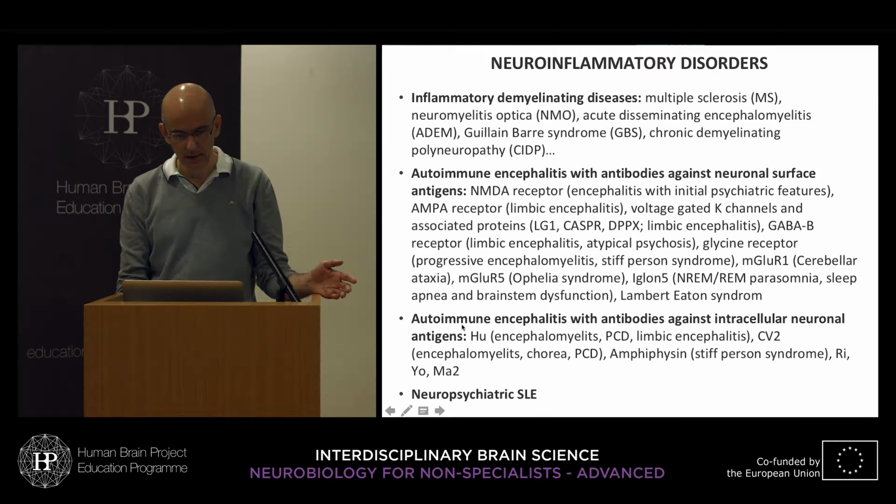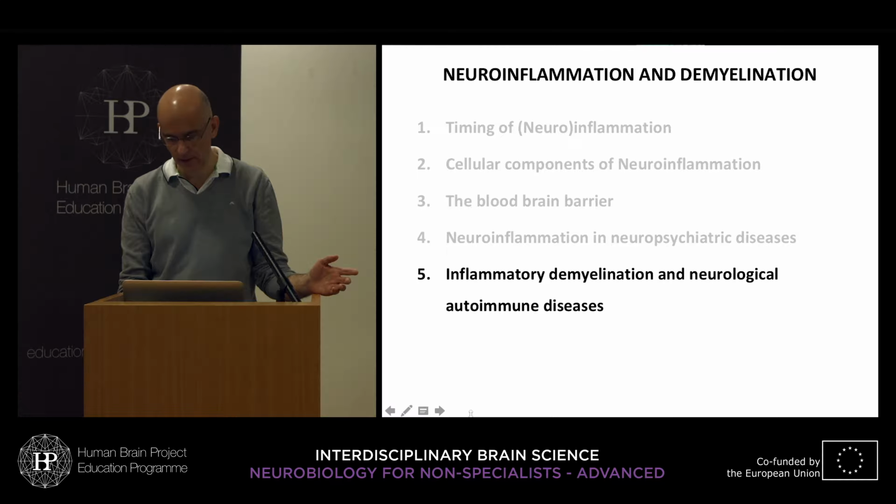discovered. Autoimmune encephalitis with antibodies against intracellular neuronal antigens mainly indicates a CD8-mediated T-cell response against those antigens, and they often occur in a paraneoplastic context with a tumor expressing the antigen also present in the nervous system, then leading to an autoimmune response. And finally, lupus can also manifest within the central nervous system as neuropsychiatric SLE.